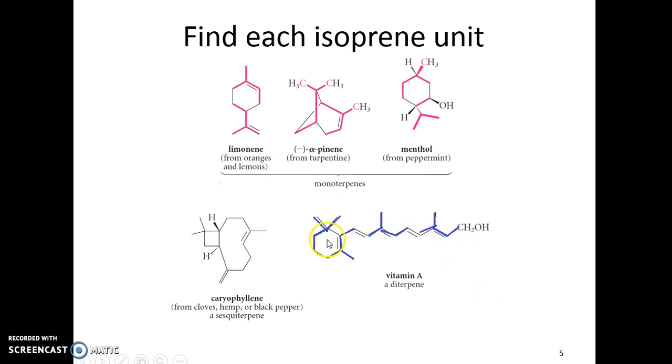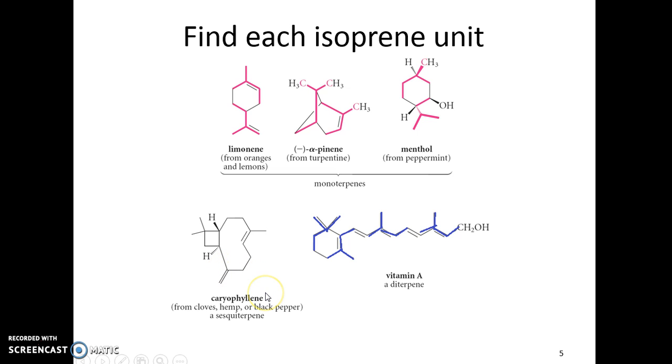Okay, I've mocked this up for you. You can see there's an isoprene unit here, here, here, here. And what do we have? This is a head to tail attachment, head to tail attachment, and head to tail attachment.